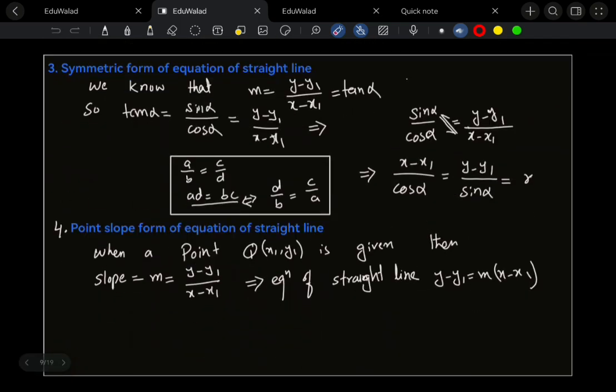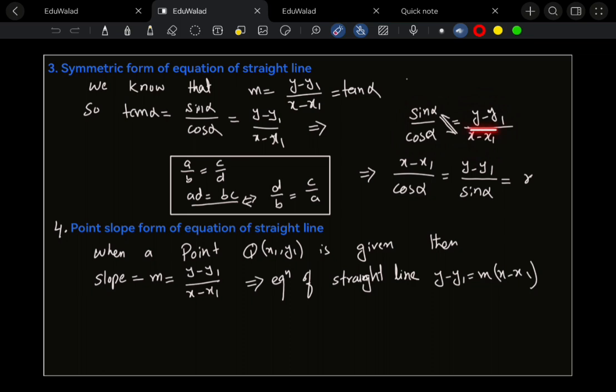Now moving towards the symmetric form of equation of straight line. So we know that m equals y minus y1 over x minus x1, which is equal to tangent of alpha. We know it from here. So tangent alpha is equal to sine alpha over cos alpha, and because tangent alpha is equal to m, and m is y minus y1 over x minus x1, we can write sine alpha over cos alpha equals y minus y1 over x minus x1. So these are equal.